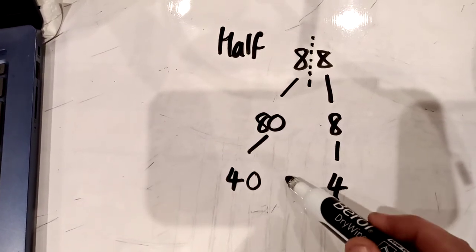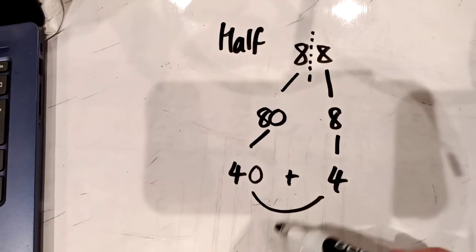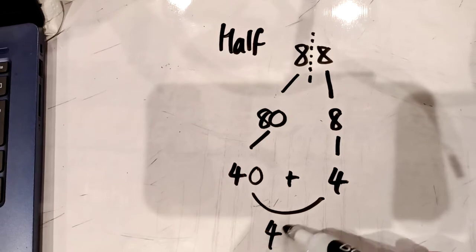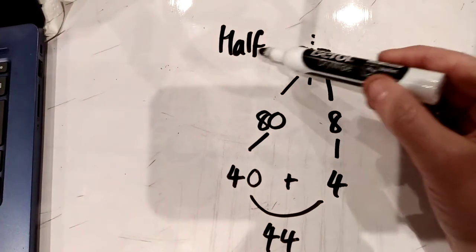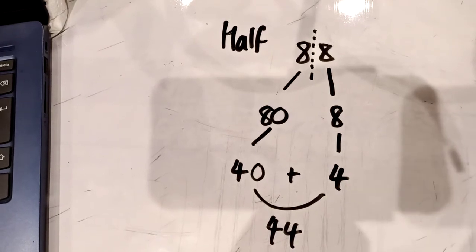40. And we've got to add them together. What's 40 add 4? 40 add 4 is 44. So half of 88 is 44. Okay, that's another question on Clic 9.